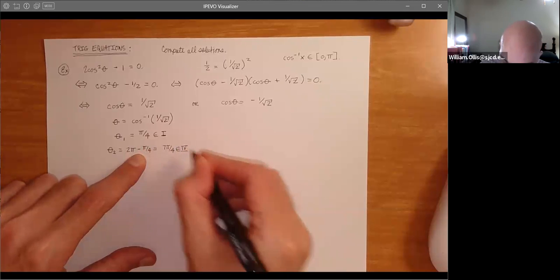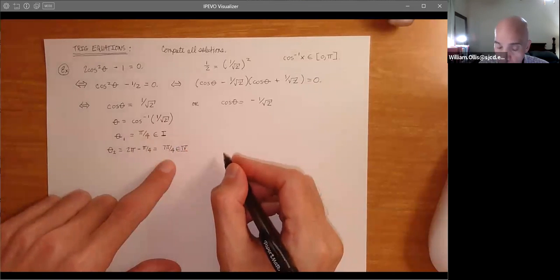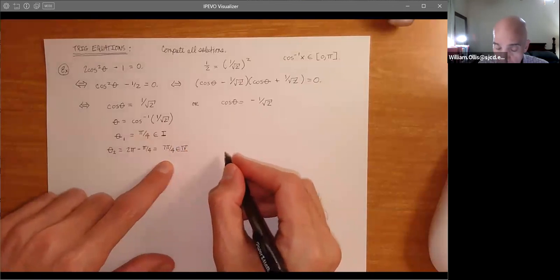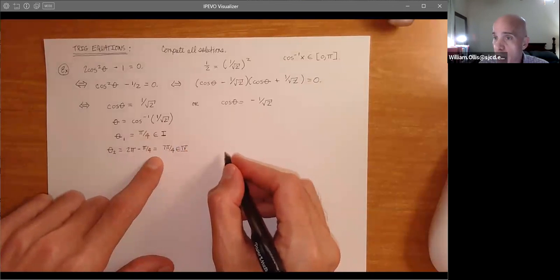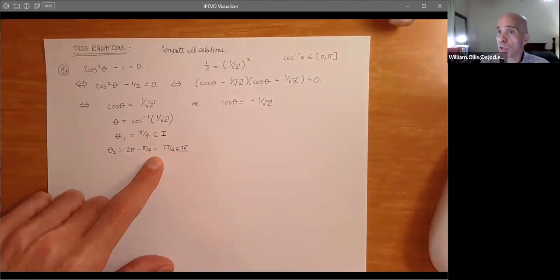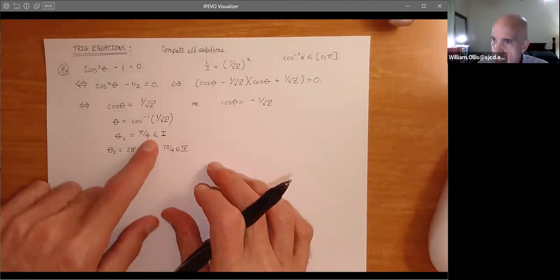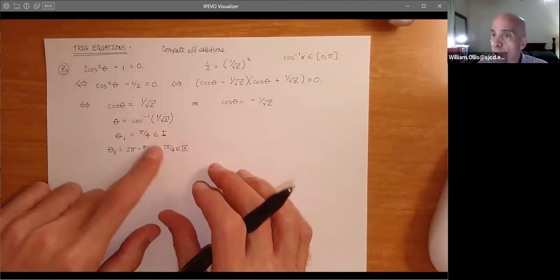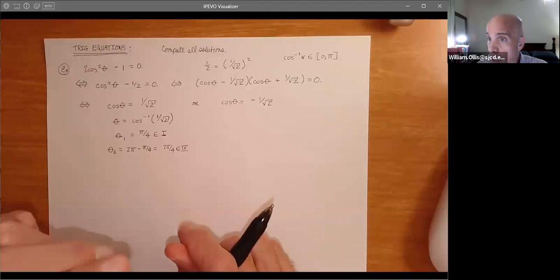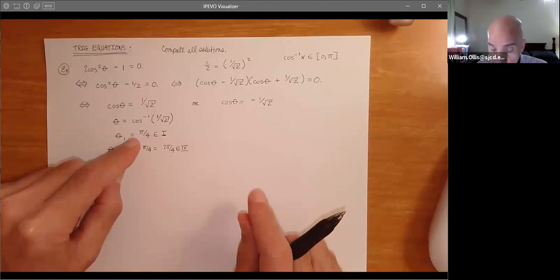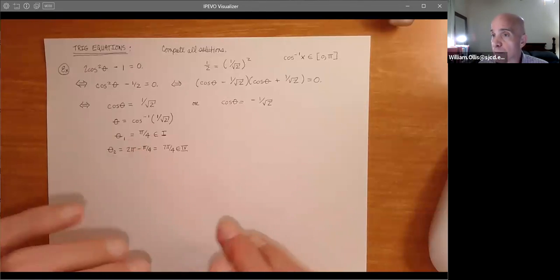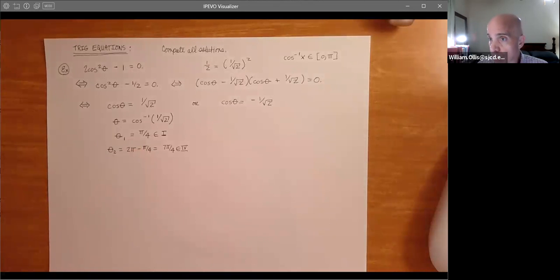Now, just remember, even if these were horrible numbers, we would still know where they lived. We're just fortunate that these are on the unit circle, and that's fine. We like the unit circle. Okay, so here we've got two solutions in 0 to 2 pi, which are incongruent modulo 2 pi. That is, pi over 4 and 7 pi over 4 are not simple multiples of each other. So these are bona fide solutions.